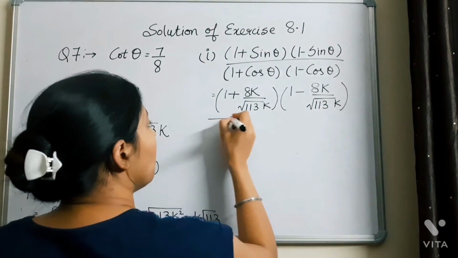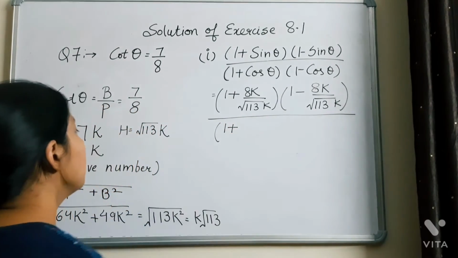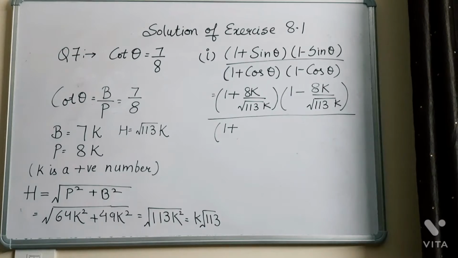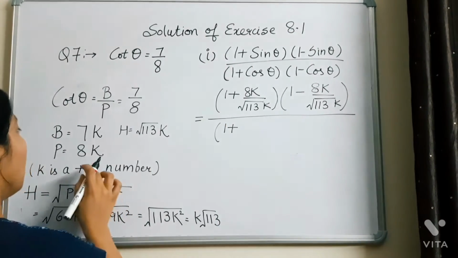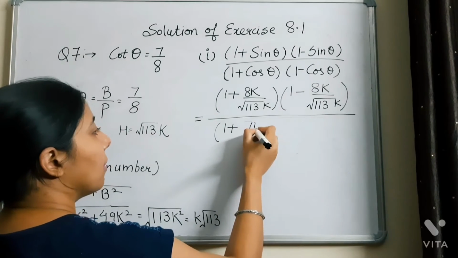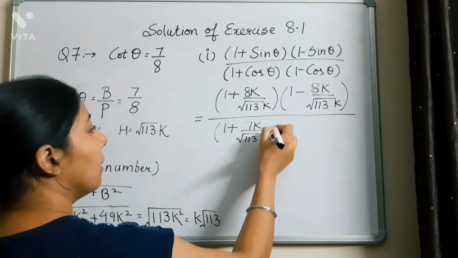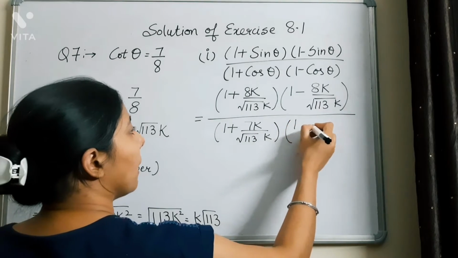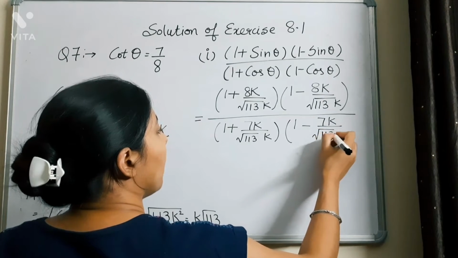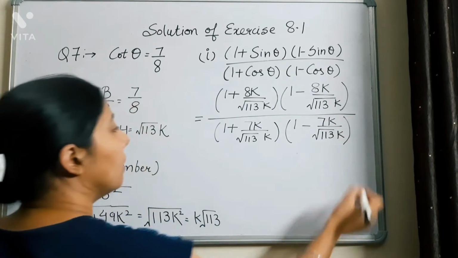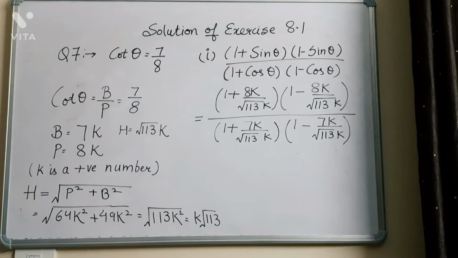Fine. So in the denominator you have 1 plus, what is the value of cos? Cos is given by base upon hypotenuse. So write down cos is equal to base, that is 7k, upon hypotenuse, which you calculated as under root 113k. Multiply it by 1 minus 7k upon under root of 113k. You people keep on doing calculations in your notebook also, as I am doing on the board.